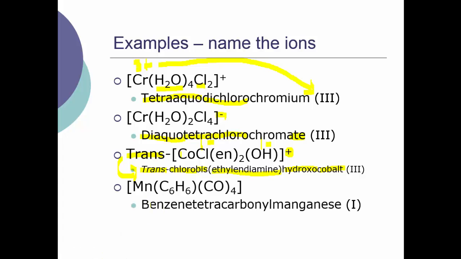All right, let's see, this may be the last one here. Next one we've got is a benzene group. Remember, benzene is that 6-carbon ring, so you've got benzene, tetra, carbonyl, manganese, 1. The 1 is going to refer to manganese's charge, where we get that from.